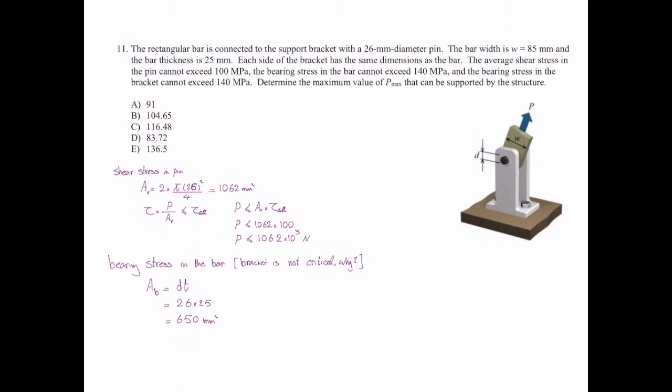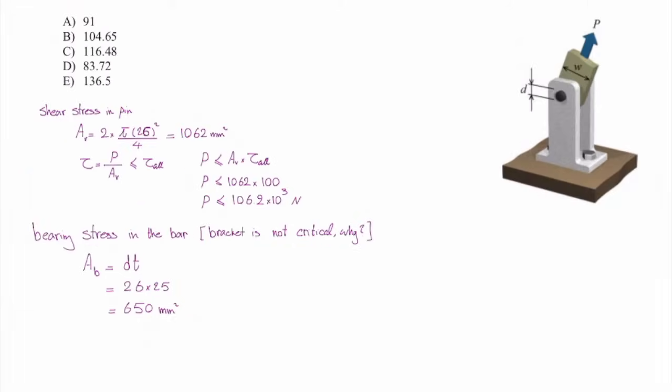What would be the bearing stress for the bracket? Because we have two brackets, I multiply this value by 2. So the area will be larger and stress will be smaller. That's why I said that we don't need to calculate stress in the bracket. Okay? Normal stress will be force over area. This one should be smaller than the allowable normal stress.